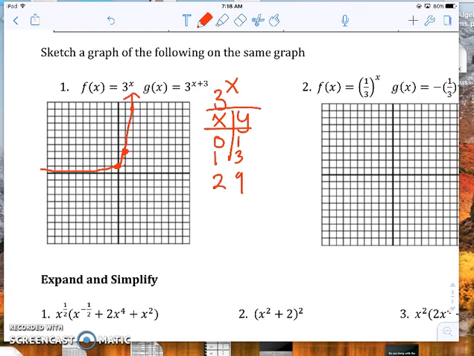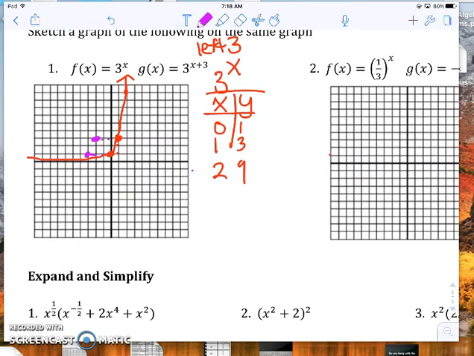Okay. Plus 3 moves it to the left 3. So you can take each of those coordinates and shift them left 3. So it'll still run along the asymptote, it hasn't changed. It's just moved to the left 3.